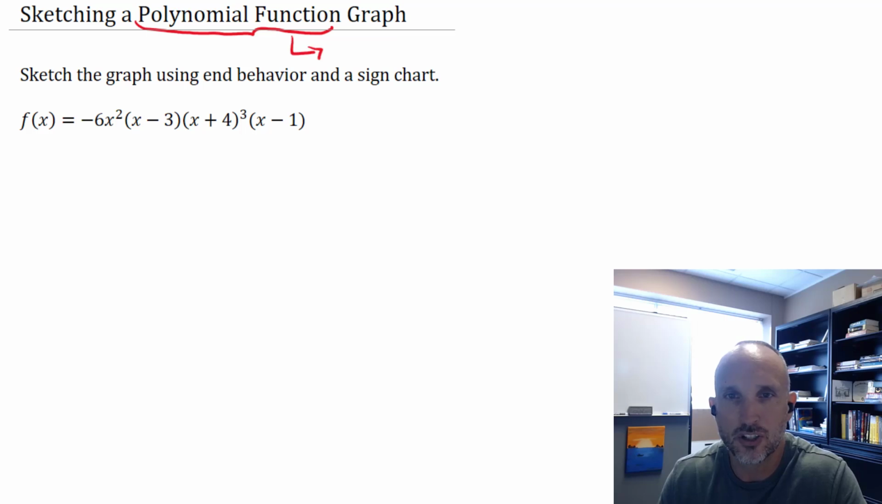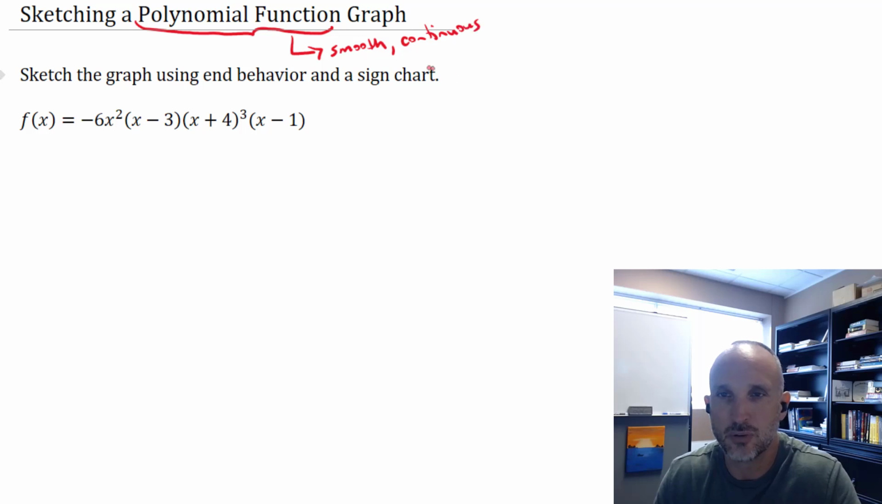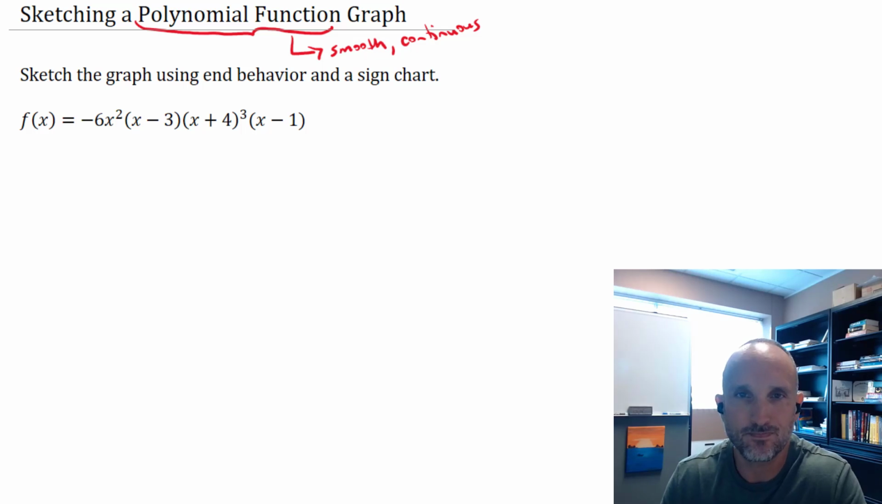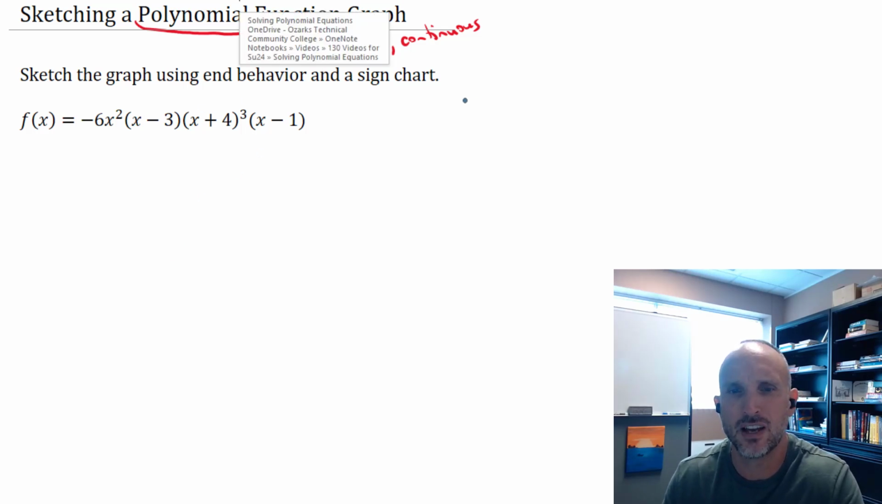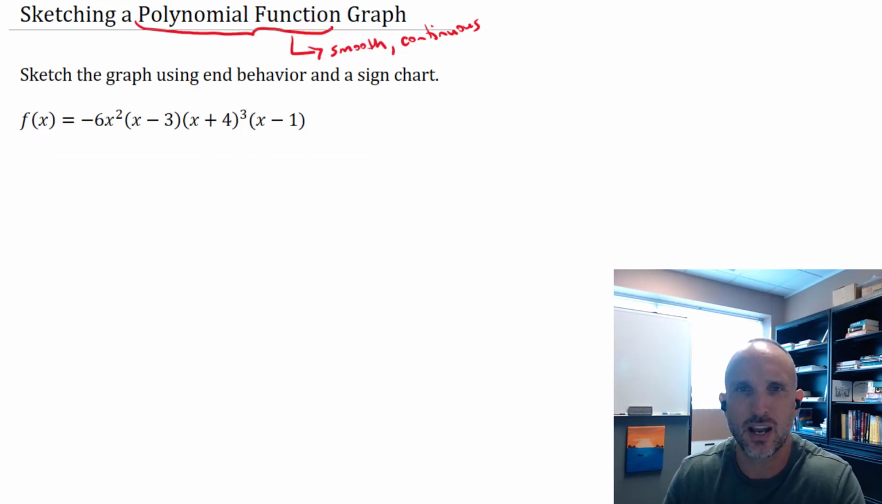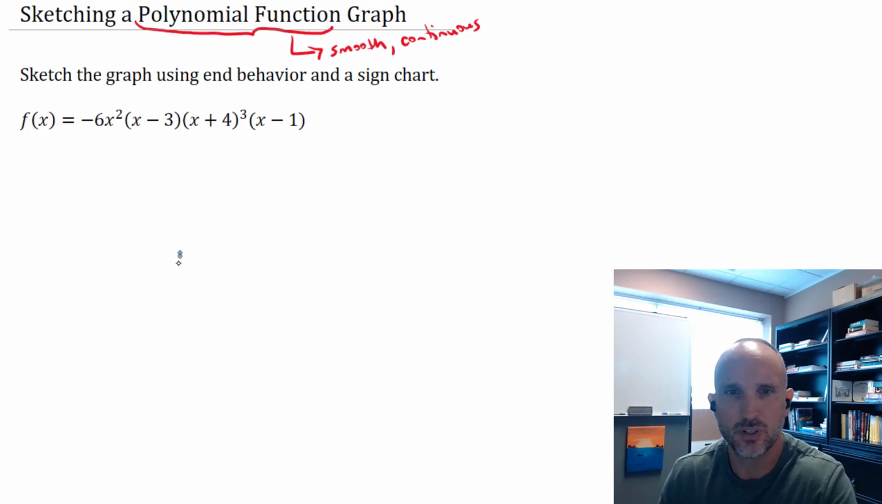Now, let me mention something about a polynomial function first of all. A polynomial function is a smooth function, meaning no sharp corners. And it's a continuous function, meaning there's no breaks or no gaps, no holes. So make sure when you graph these that you have smooth, continuous graphs. All right, so here we go.